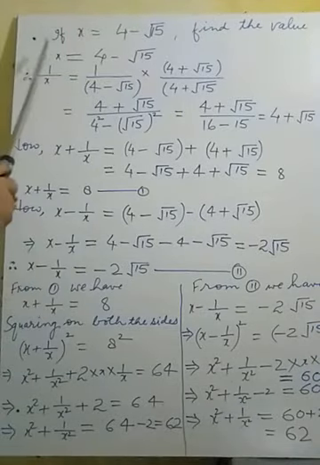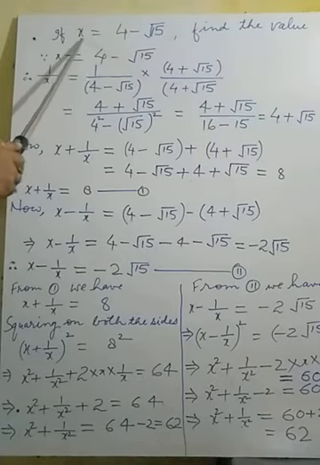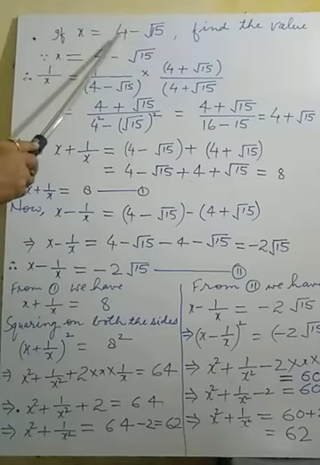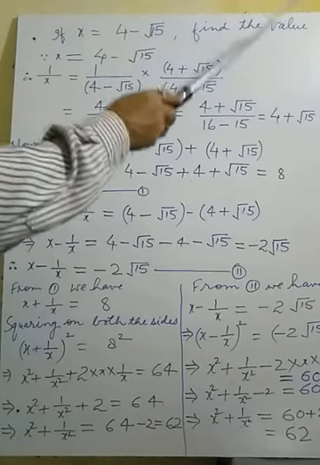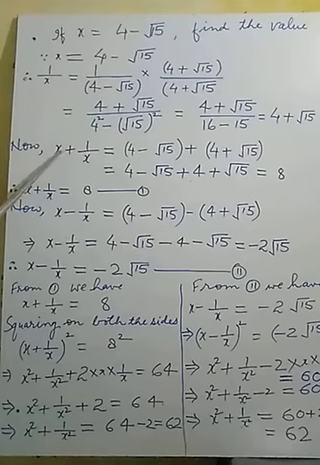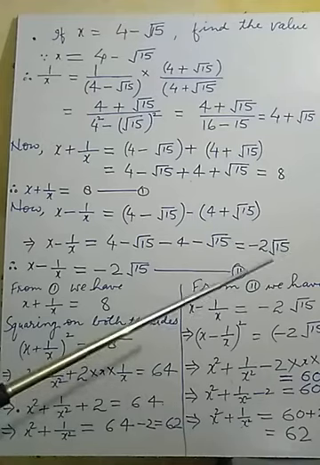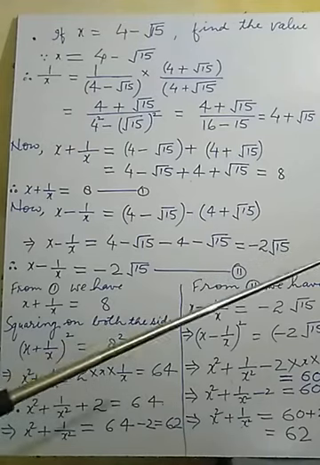Students, it is given here the value of x. What value of x is there? It is equal to 4 minus under root 15. So we have to find the value of, firstly, x plus 1 upon x. Then we have to find what value of x minus 1 upon x is. Then we have to find out what value of x square plus 1 upon x square is. Similarly, we will calculate what value of x square minus 1 upon x square is.